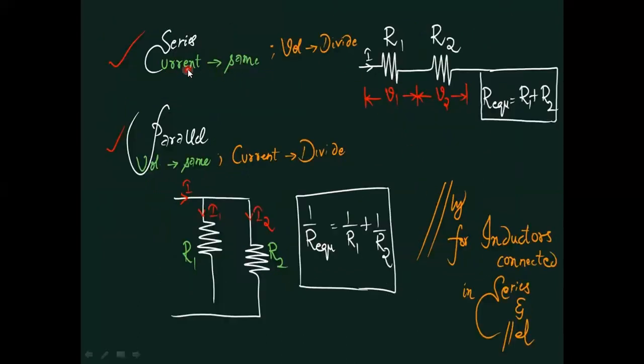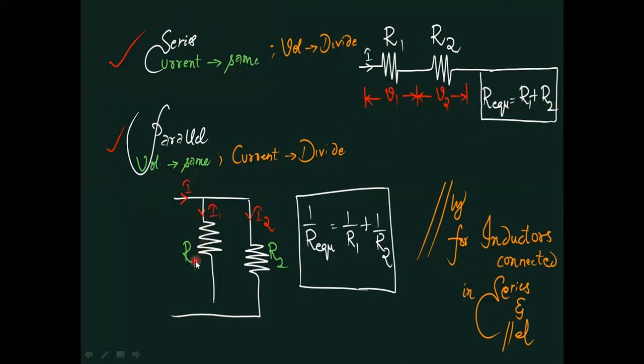Coming to series and parallel connections, in a series connection the current is the same throughout the circuit, whereas the voltage will divide. Let's observe these two resistors connected in series. The current is the same, but the voltage will divide across resistor 1 and resistor 2, V1 and V2. And the summation of these two resistances is the equivalent value. R equivalent is equal to R1 plus R2, when connected in series.